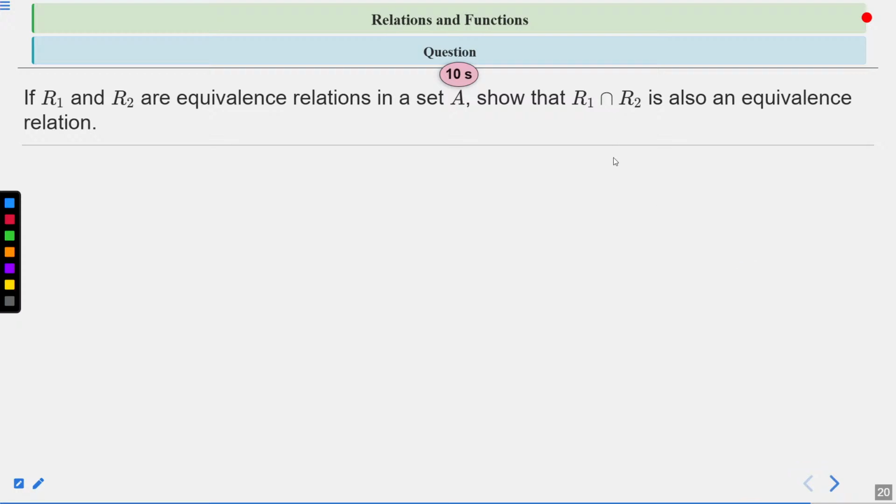Clear? We know that intersection, suppose we have set A as {1, 2, 3} and set B as {3, 4, 5}. So what is A intersection B? We know that A intersection B is {3}. Clear? So if R1 and R2 are equivalence relations in set A, we basically have to show that R1 intersection R2, that is the intersecting portion of R1 and R2, is also an equivalence relation. So you have 10 seconds to think about this question. After that we will discuss the solution.